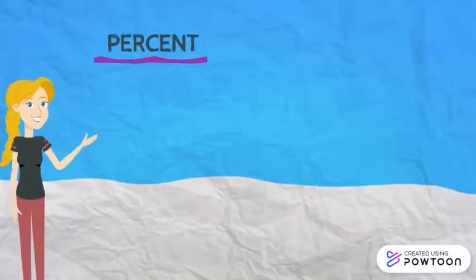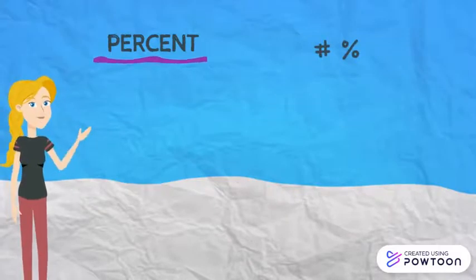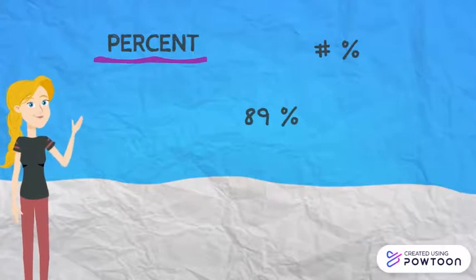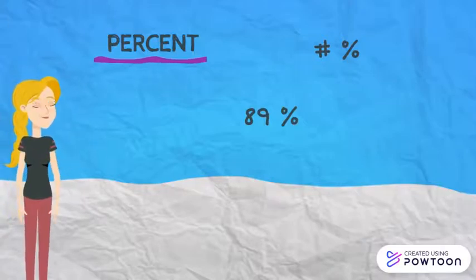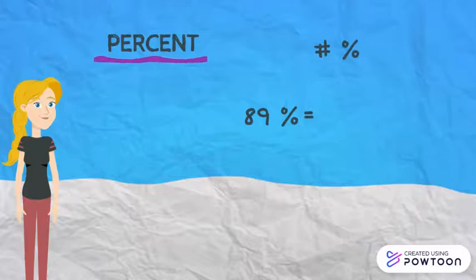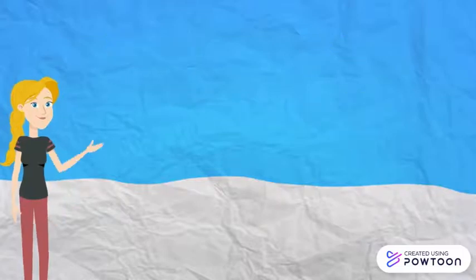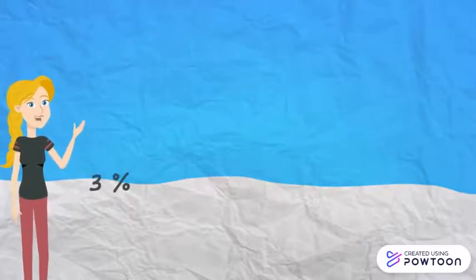Now, let's replace the hashtag symbol with some numbers. Let's take 89%. So 89% in fraction form would be, that's right, 89 by 100. And what would 3% be? Bingo, 3 by 100.